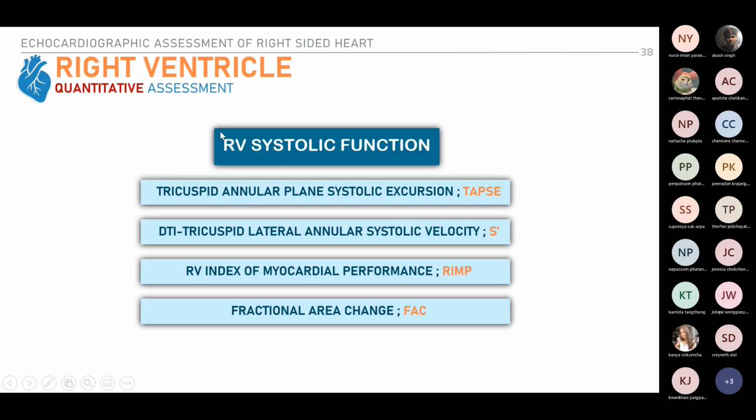For quantitative evaluation of RV systolic function, including tricuspid annular plane systolic excursion or TAPSE, and tissue Doppler peak systolic velocity at the tricuspid annulus, which may be called S-prime, RV index of myocardial performance RIMP, fractional area change or FAC.